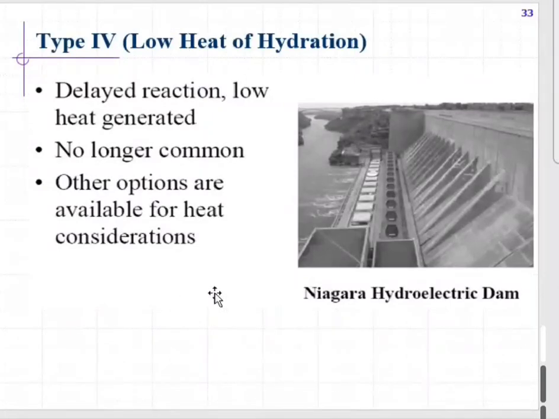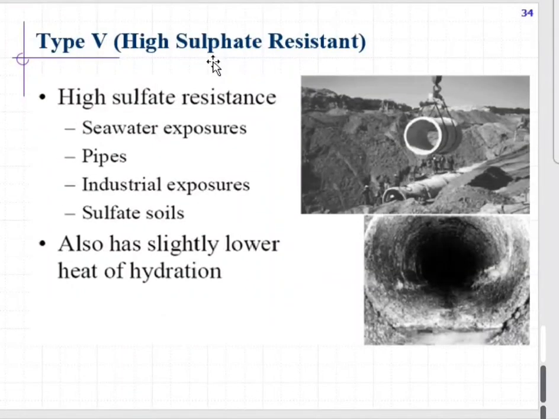So talking about low heat of hydration cement, we get a delayed reaction. It means if we have mass concreting, something like in dams or other huge mass concreting, we can go for low heat of hydration so that less heat will be evolved from the reaction with the water. High sulfate resistant cement is mostly used where we have sewer lines or pipes, industrial exposures or sulfate soil. So we use high sulfate resistant cement over there.